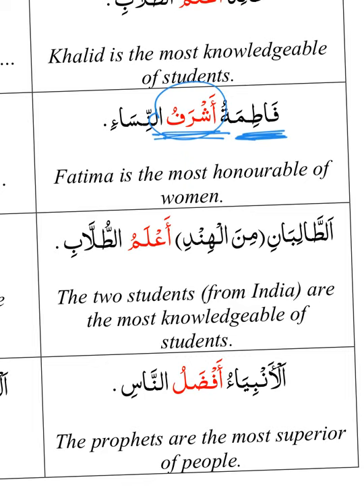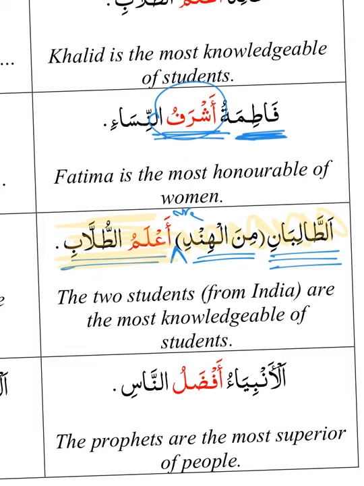let's just do one more example. So you've got At-Talibani min al-Hind, A'lamu at-Tullab. The two students from India, and the separator will go here, are. So this whole thing, let me just highlight it. This whole thing, in yellow, is basically mubtada. The remainder is the khabar. A'lamu at-Tullab is the khabar. So the two students from India are A'lamu at-Tullab, the most knowledgeable of the students.